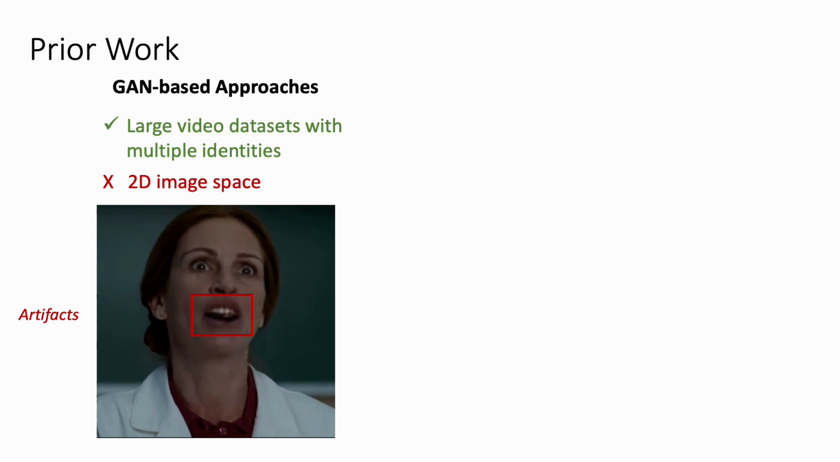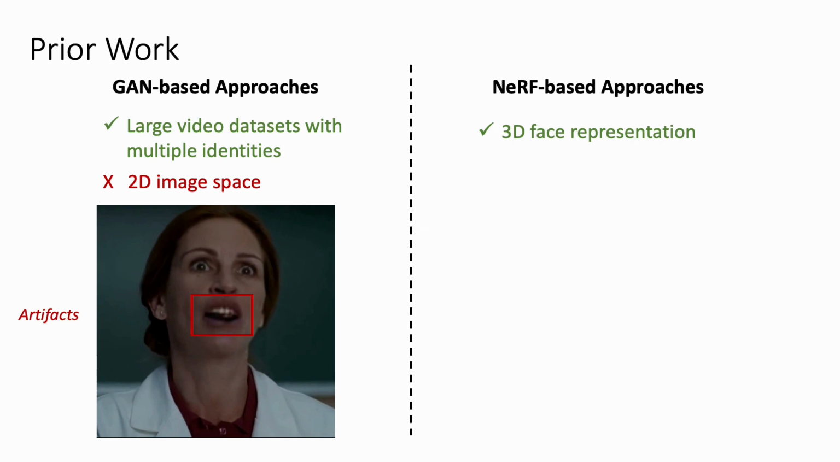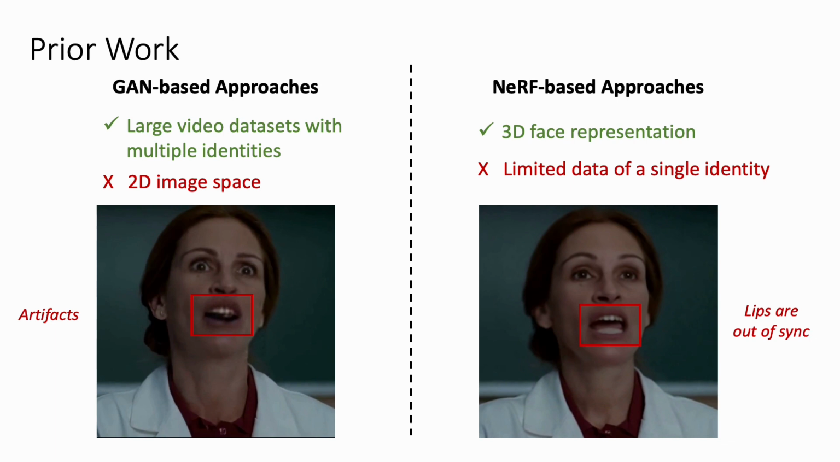On the other hand, NeRF-based approaches learn a 3D representation of the face geometry, but they are only trained on limited video data of a single identity. As a result, they do not produce as good lip synchronization as GANs.